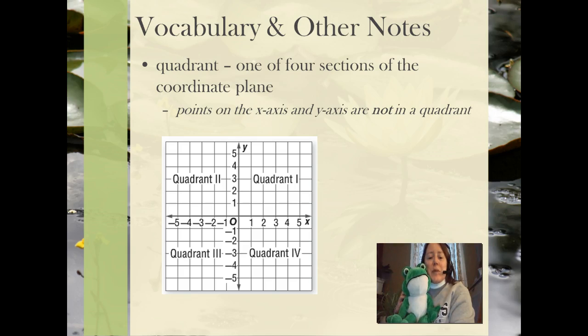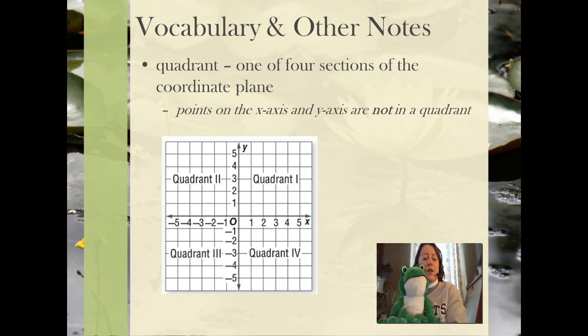As you can see from the diagram below, the quadrants are labeled using Roman numerals, and they are labeled in a counterclockwise rotation. We start in quadrant 1, which contains all positive integers, then move to the left for quadrant 2, down for quadrant 3, and then over to the right for quadrant 4. Points that land exactly on the x-axis or the y-axis are not in a quadrant.